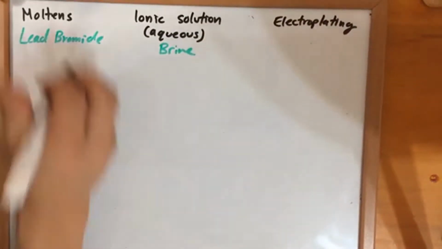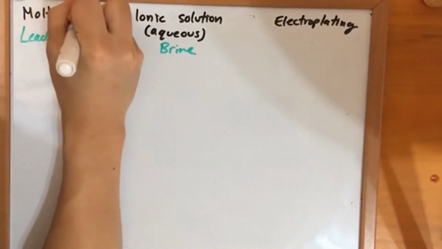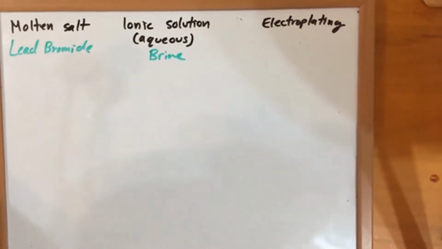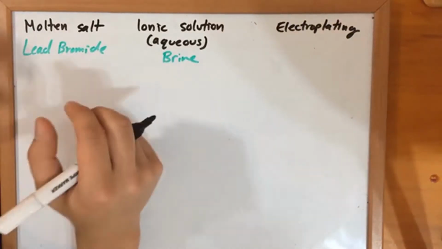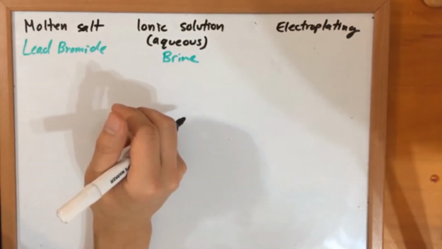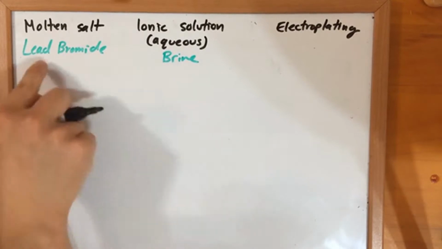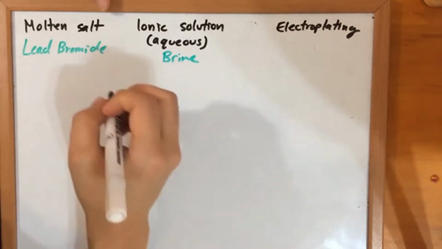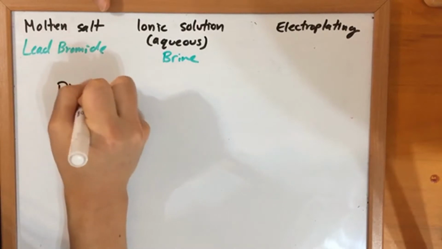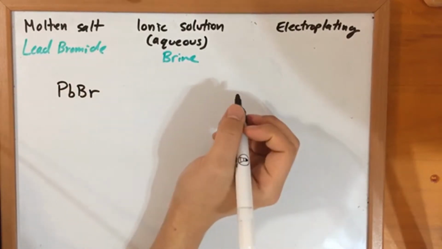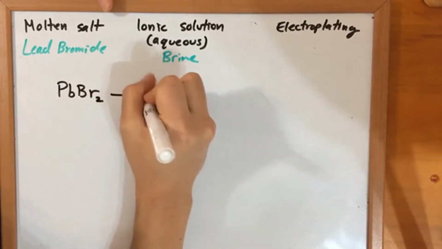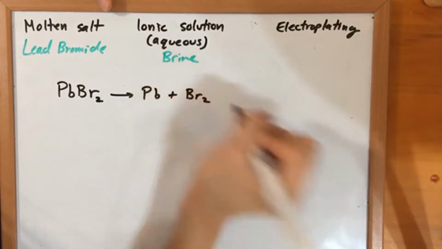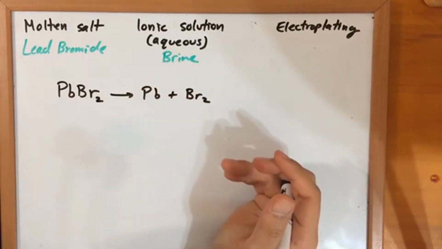So let's look at molten salt first. Okay, all right, so lead bromide. This one is easy to predict the products of electrolysis because they basically just split into their elements. Lead bromide has the formula PbBr2, and this will form lead and bromine gas, Br2. That's it. That's the formula for what's going to happen.